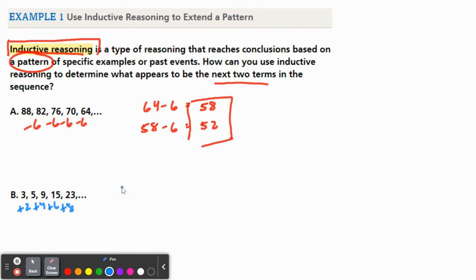So for 23, we're going to add 2 more than 8. So now we're going to add 10. And that would be 33. And then for the next term after 33, we're going to add 2 more onto 10, which would be 12. And 33 plus 12 is 45. And there would be the next two terms in those two sequences. So again, finding a pattern and getting the next result.